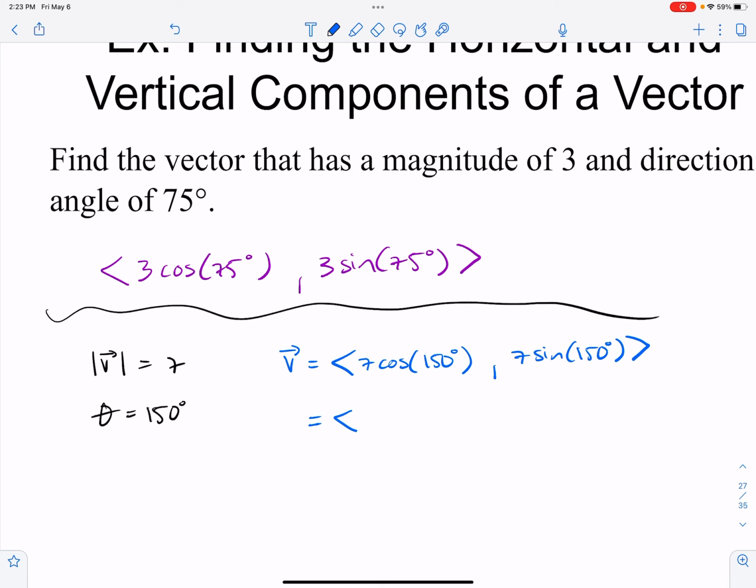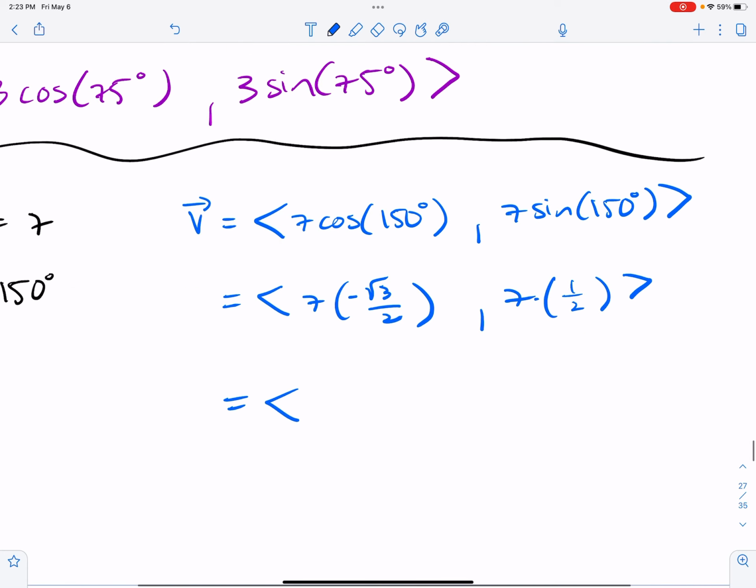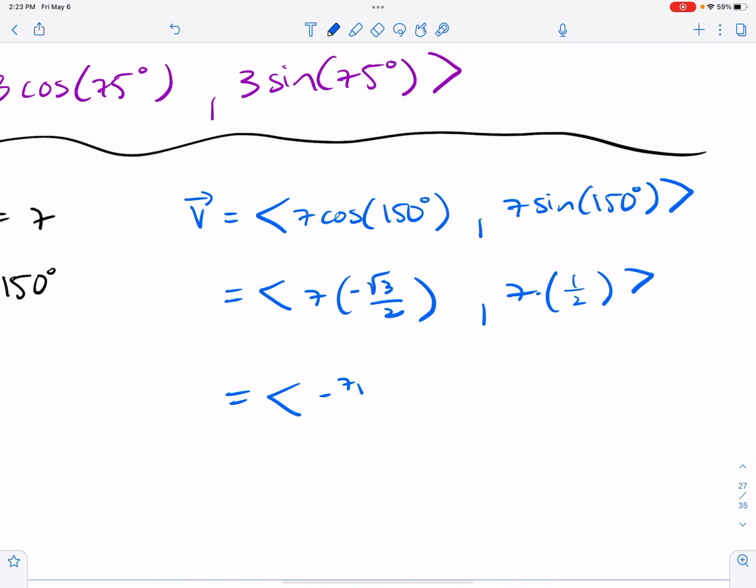Cosine of 150 degrees would be negative root 3 over 2. Sine of 150 degrees would be positive 1/2. So those would simplify to be negative 7 root 3 over 2, comma, 7/2.